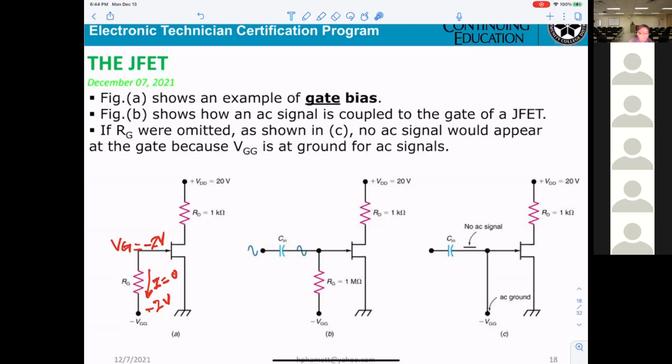Step by step. Make sure you understand why VG equals -2 volts. Now you can connect directly to the gate without the resistor. It's still -2 volts anyway. But you cannot do it. I'm telling you why.